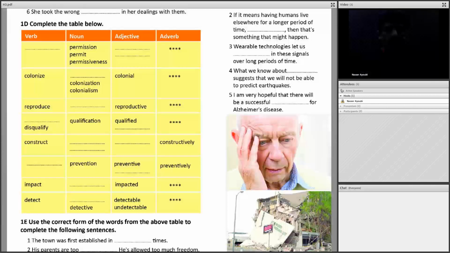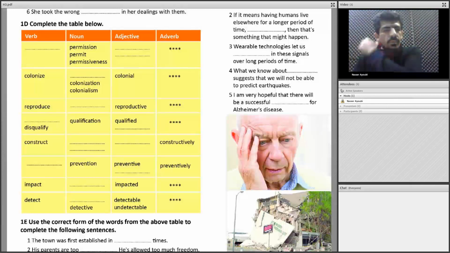Well, an adjective of the verb colonize is colonial. Colonial is something relating to a country that controls and rules other countries. And colonialism is when a powerful country rules a weaker one. We call it istimar.